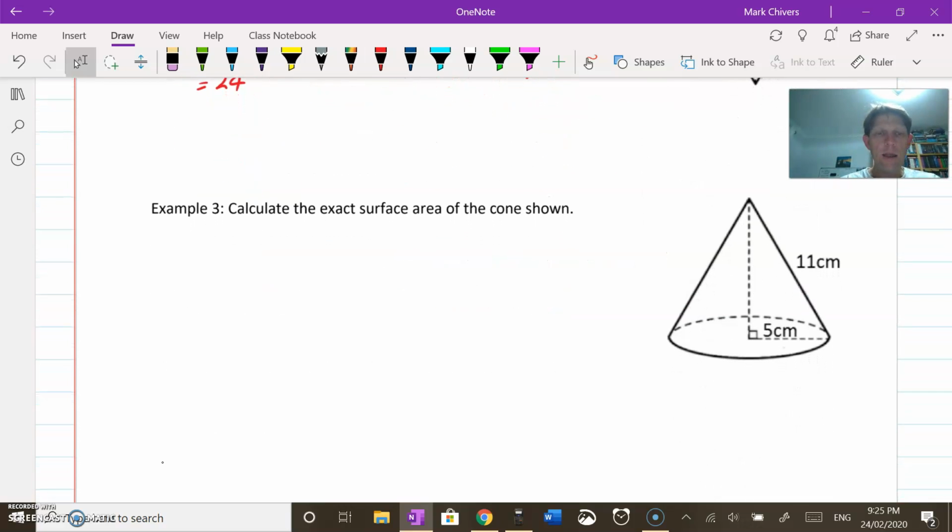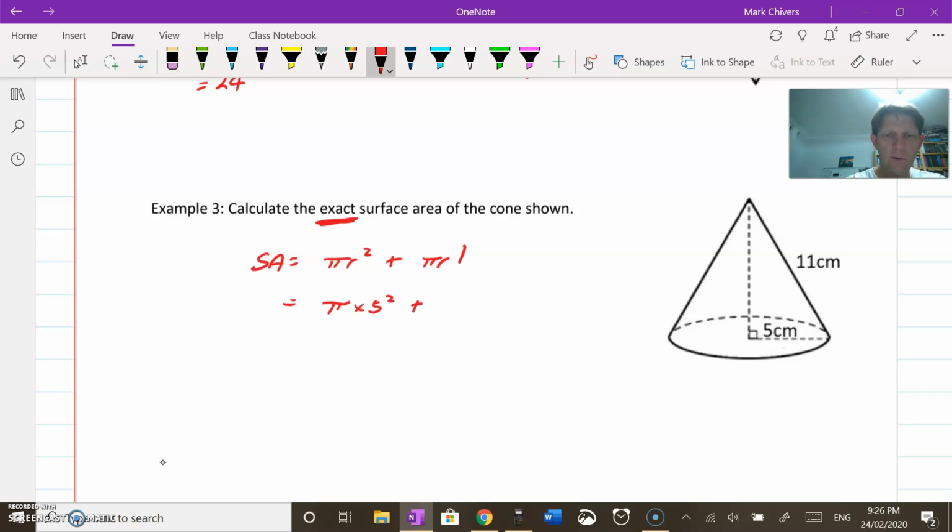Okay, this next question's asked us for the exact surface area. And what exact means is we are not going to use the calculator. We're going to give an answer in terms of pi. So luckily enough though, every bit of information I needed is given. So the surface area is pi r squared plus pi rl. So if we work that out, the radius is 5. So it's going to be pi times by 5 squared plus pi times by 5 times by the slant height, which is 11. Well, 5 squared is 25, so we're going to have 25 pi plus 5 11s are 55, so that's going to be 55 pi.